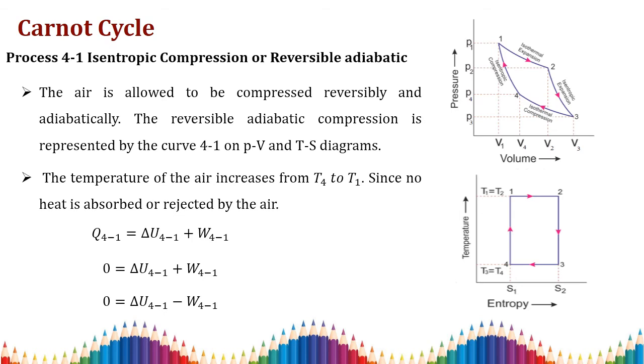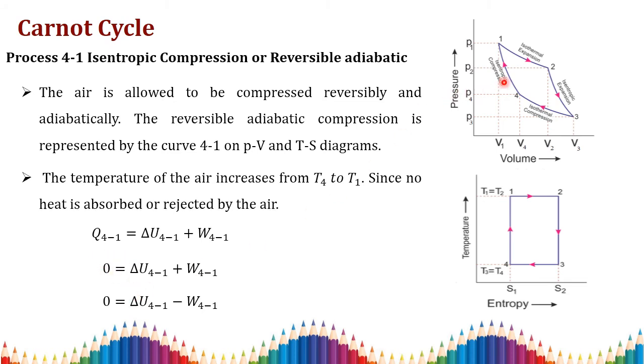Since it is an isentropic compression process, the entropy is constant. Again, there is no heat transfer here. Under the area of this 4 to 1 curve, there is no area. So you apply the first law of thermodynamics to 4 to 1: Q of 4 to 1 will be delta U of 4 to 1 plus work done of 4 to 1. Here again Q is 0, so you keep the equation as it is.